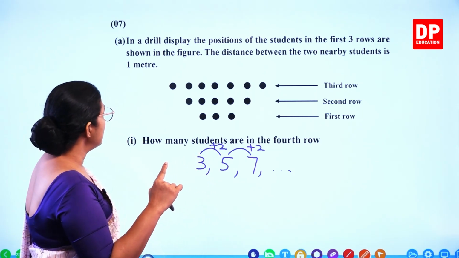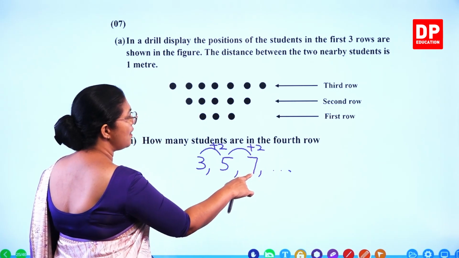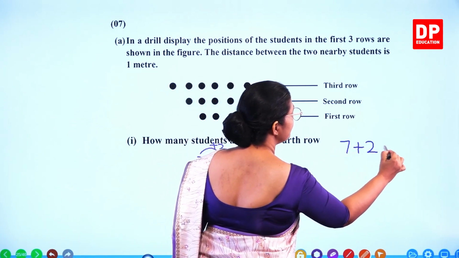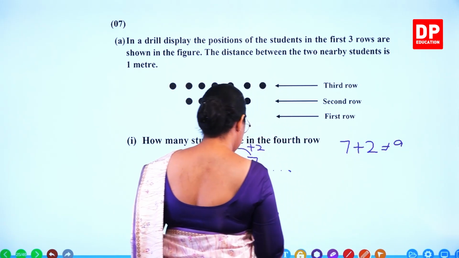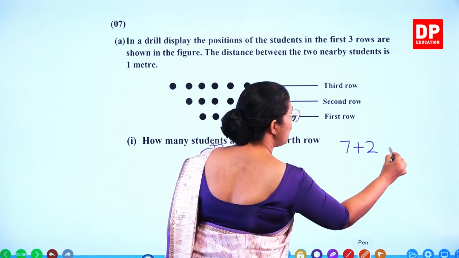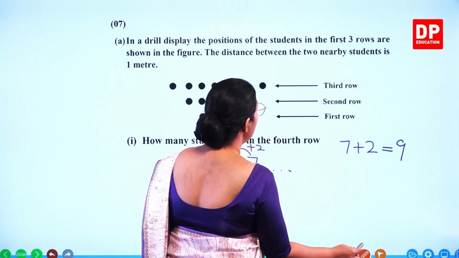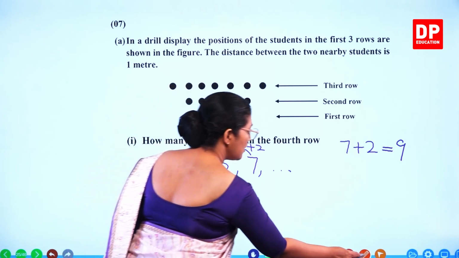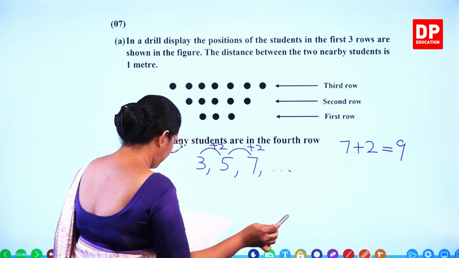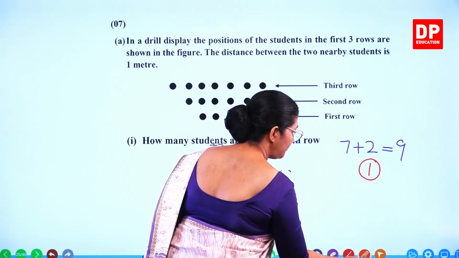So what is the 4th row value? 7 plus 2, that's 9. 9 students are there in the 4th row. And how many marks for this part? You get only 1 mark for that.